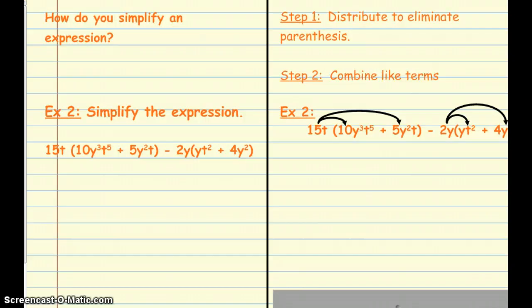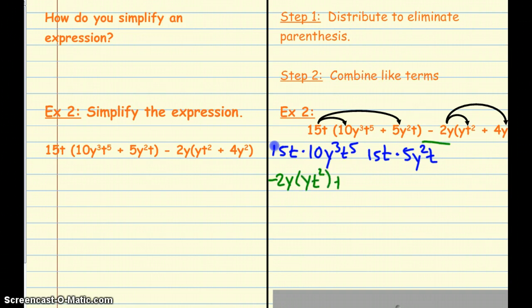And so we go here and say, all right, we're going to distribute the 15. 15t times 10y to the third t to the fifth. And then 15t times 5y squared t. So that's the first set of parentheses. Then the second set of parentheses, we're going to use that as a negative 2y out front. So we have negative 2y times the quantity of yt squared plus negative 2y times 4y squared.